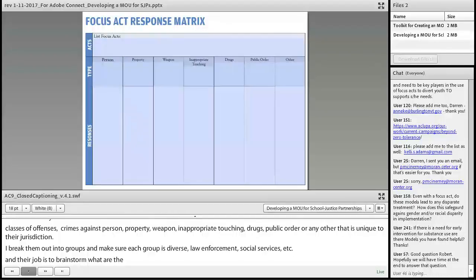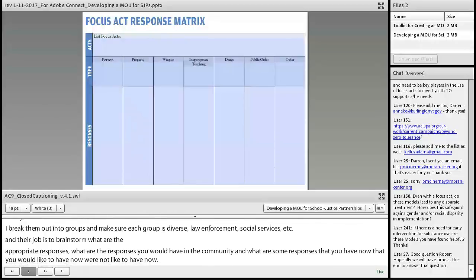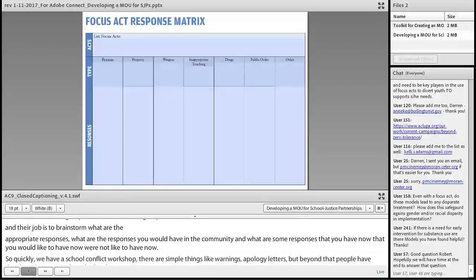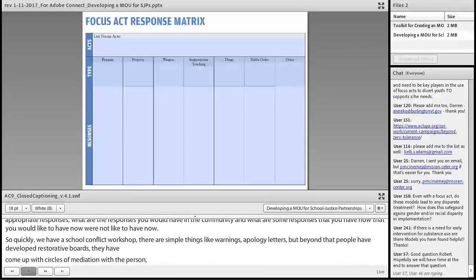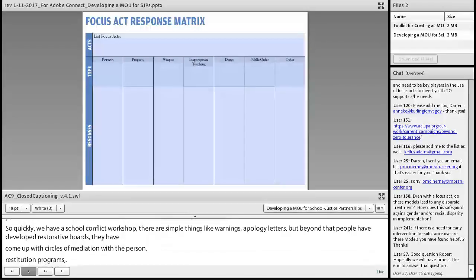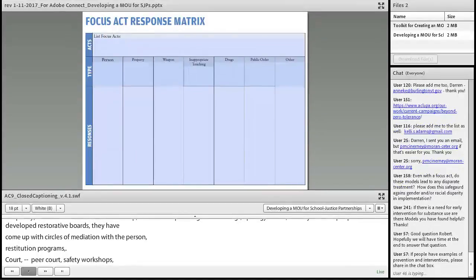So real quickly, just to give you examples, and I don't have much time, like we have the school conflict workshop. I mean, there's simple things like warnings, apology letters, but beyond that, people have developed restorative boards. They've come up with peace circles, like with the person, mediation. Property: there's a theft workshop, there's a restitution program, there's peer court. In weapons, like bringing a knife to school but it wasn't used in an offensive manner, a safety type of workshop, understanding the dangers of such things. Inappropriate touching, a boundary workshop or something around that. I've already talked about the drugs: drug awareness, testing, counseling. That's just to name a few. There's a lot more. It's been very creative across the country, okay? So there are no limits, no boundaries on this.